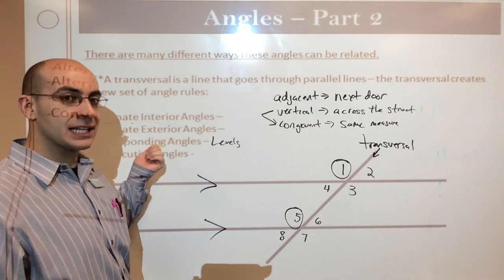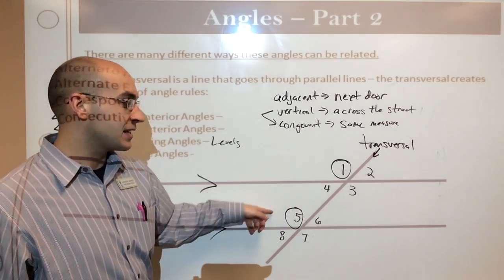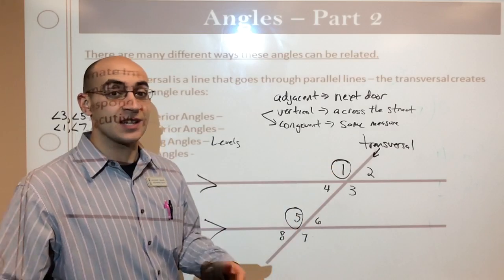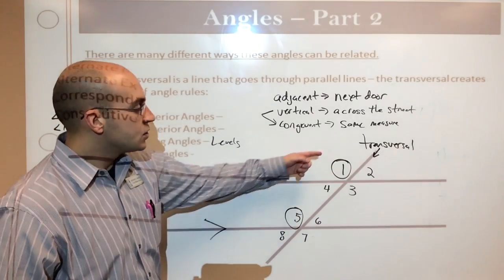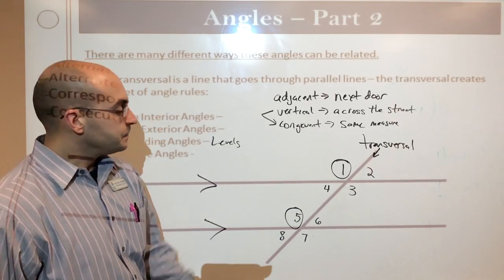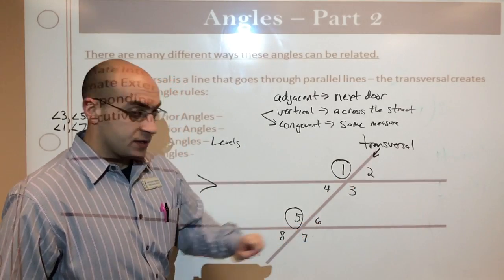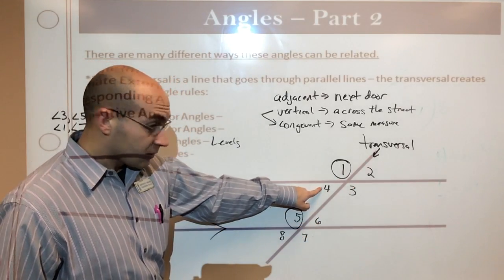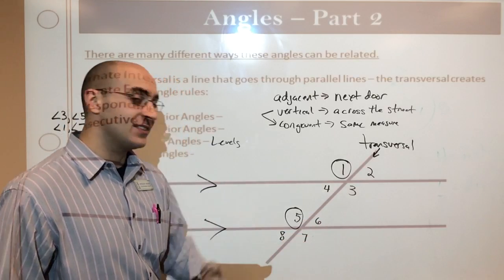Now, there's a relationship with this too. Both of these are obtuse angles, and they look like they're the same measurement. That's because this transversal is cutting them to make it look like it, and it is. They are the same angle measurement. So corresponding angles are also congruent. So 1 and 5 is corresponding. 2 and 6 are corresponding. 4 and 8 are corresponding. And 3 and 7 are corresponding.